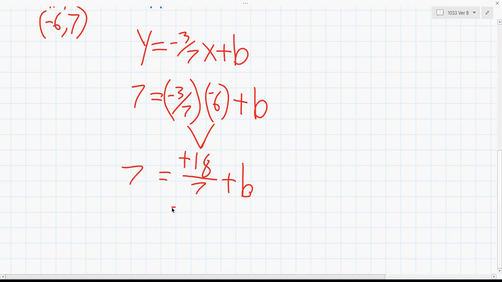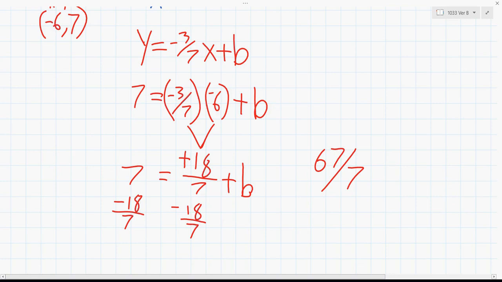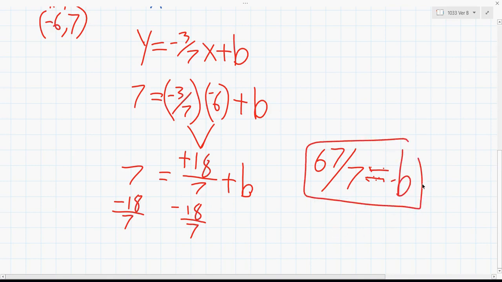At this point, we're going to subtract the 18 over 7 from both sides, which just means we're going to say 7 minus 18 over 7. We still want the answer in fractions, so we know that it's going to be 67 over 7. That's going to equal our b value. Okay? So we now know our b value.